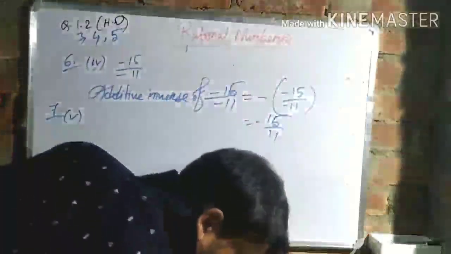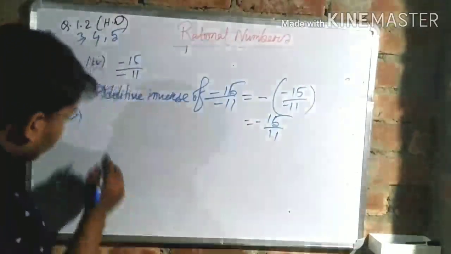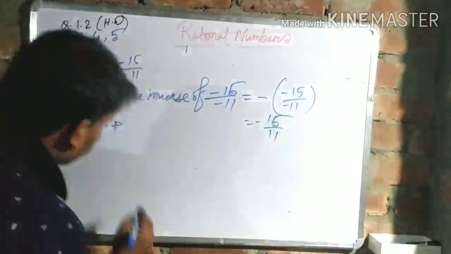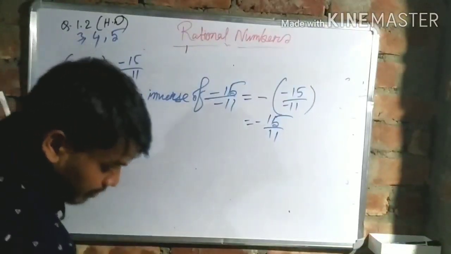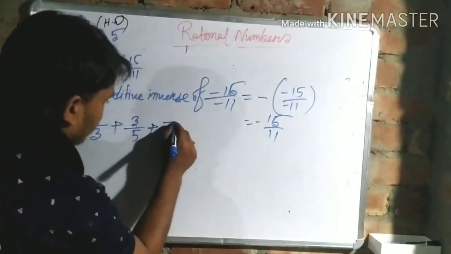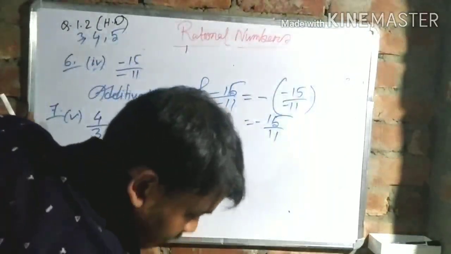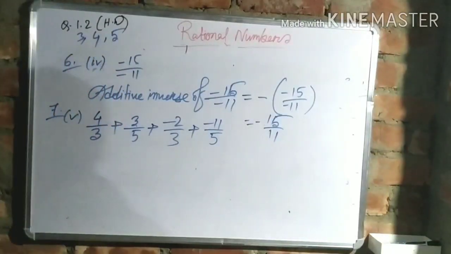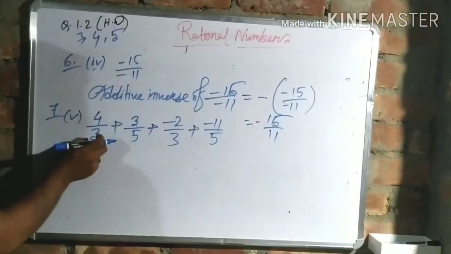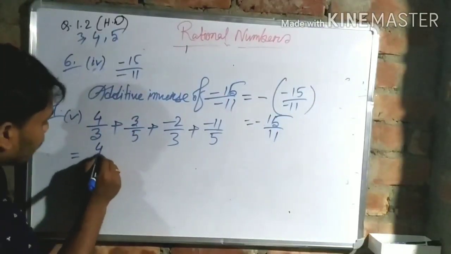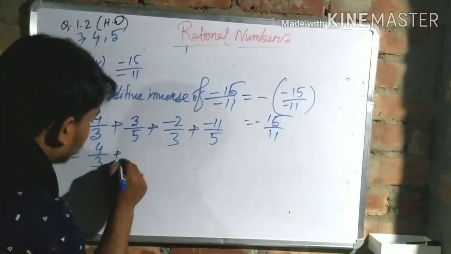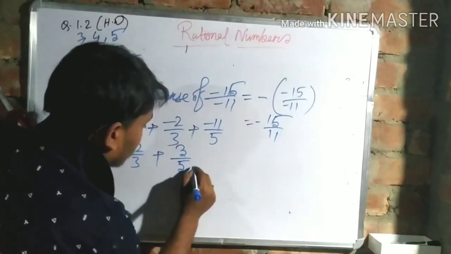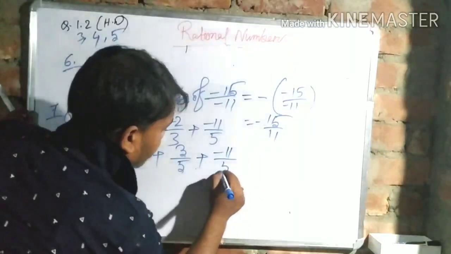So I take question number 5. What is the question? Question number 5 is 4 by 3 plus 3 by 5 plus minus 2 by 3 plus minus 11 by 5. Arrange and simplify. So first we arrange the terms which have the same denominator: 4 by 3 plus minus 2 by 3 plus 3 by 5 plus minus 11 by 5.